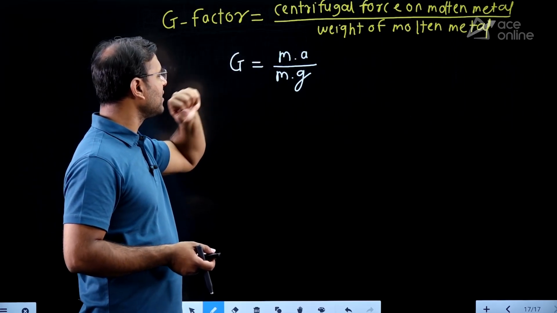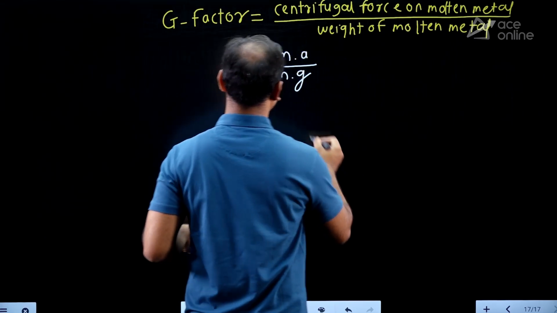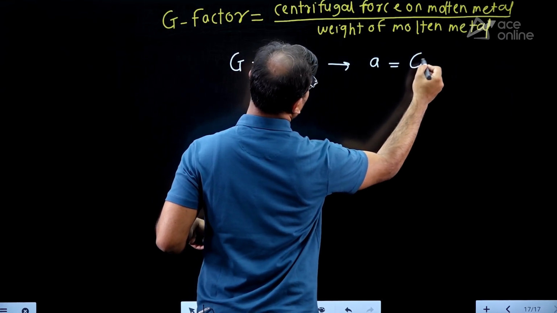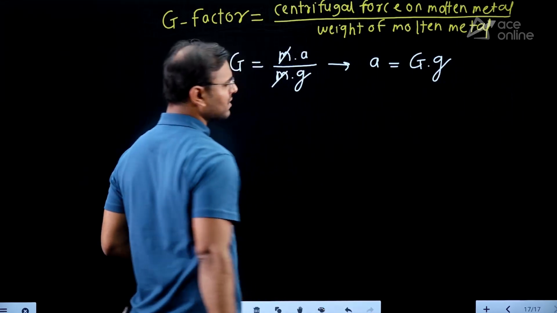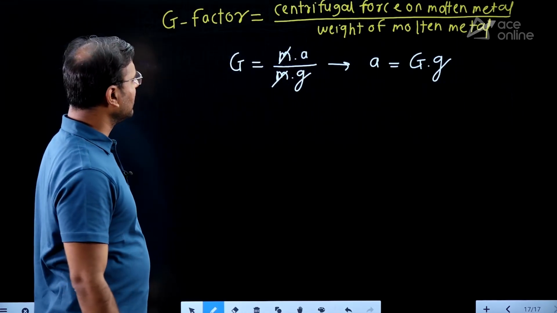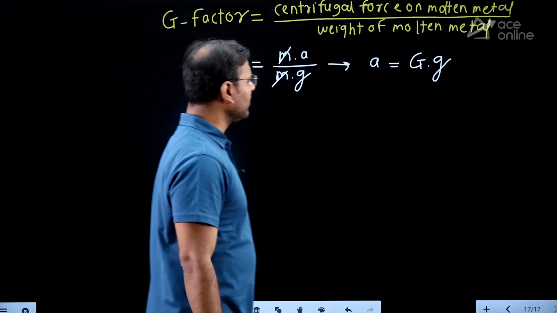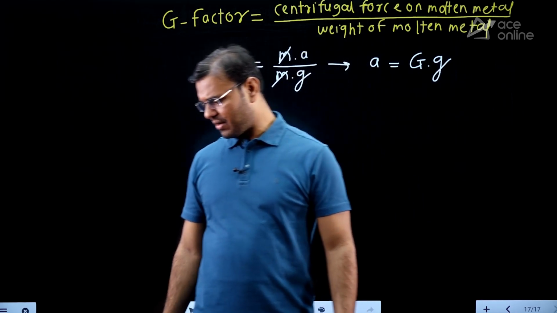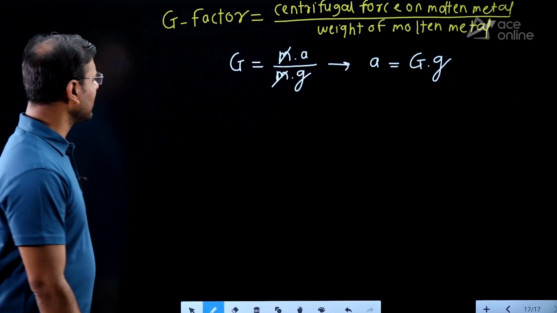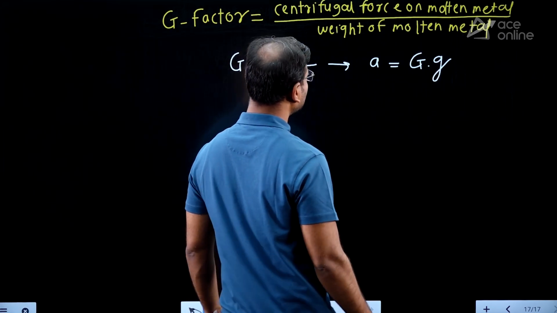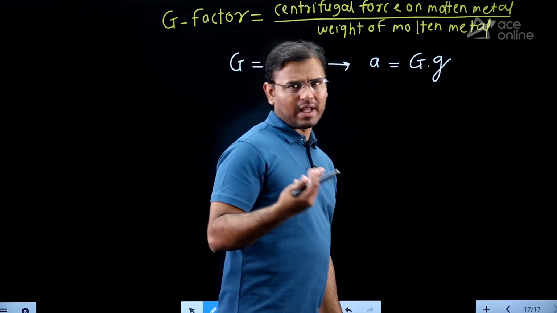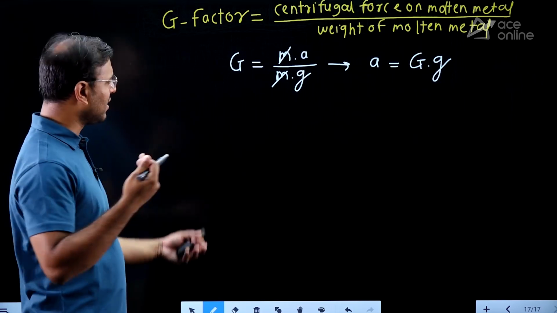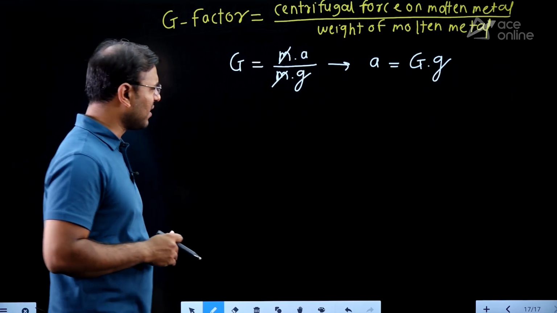This small a is the acceleration of molten metal, and therefore here the mass we are going to cancel, and we can write small a acceleration is equal to capital G into gravitational acceleration. This is the acceleration of molten metal, equal to gravity factor into gravitational acceleration. Then here we can solve the numerical. Then this acceleration, we can put the formula, given all the formulas here, V is equal to R into omega and all, you can put the formula for a and you can solve the questions.